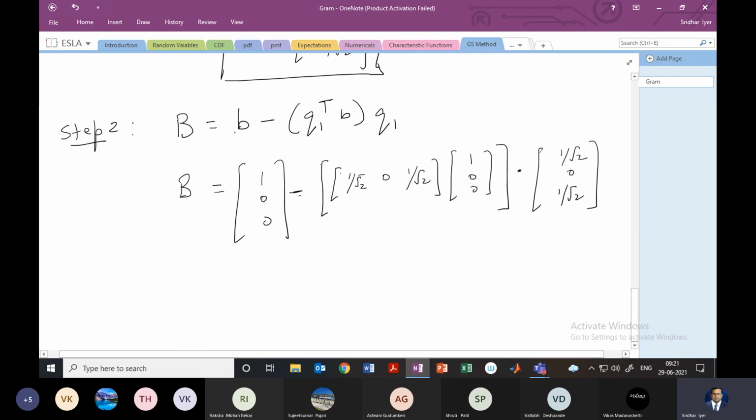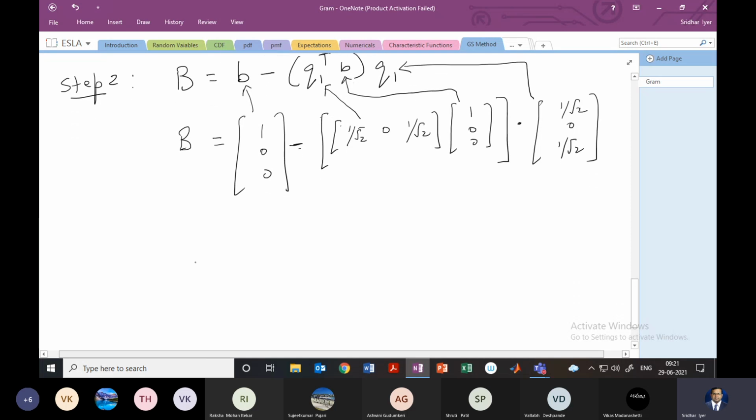I'll put an arrow so it is clear what exactly these values are. This is B, this is Q1 transpose, this is small b, and this is Q1. So we have all the values with us. All we have to do now is the process of multiplication, subtraction, and so on. If we are good with the matrix part, it's very simple. Therefore B will be, keeping small b as it is, 1, 0, 0.